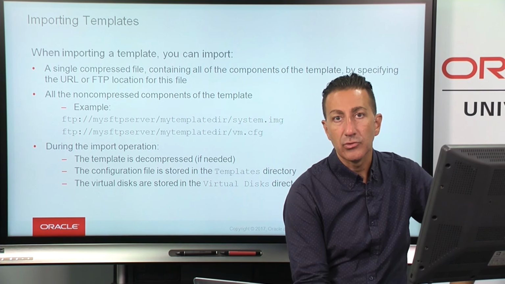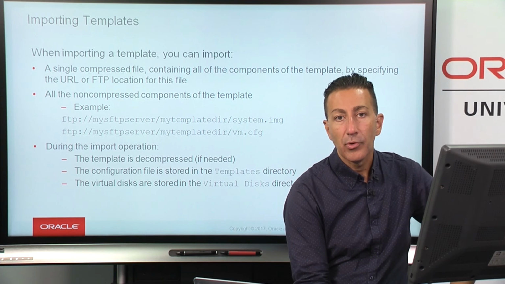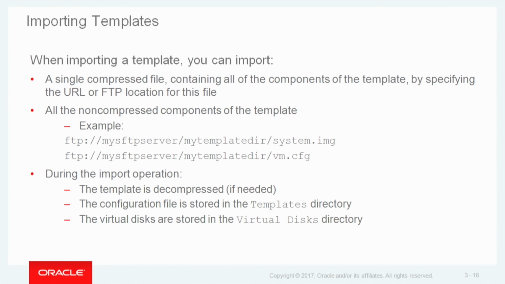Another way is to import all the components of the template in a non-compressed way. So not only do you have the option to specify the tgz file, the single compressed file, you also have the option to provide each one of the different components per line in the assistant. So you see an example, with the FTP protocol, you have the option to specify the location of a system.img file, typically the virtual disk that contains the operating system.